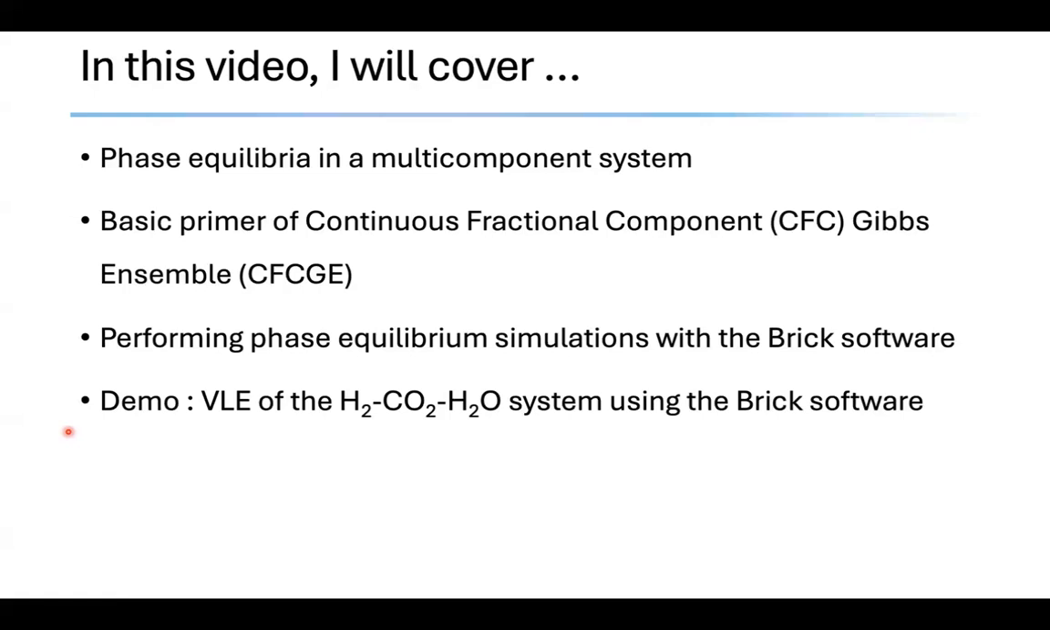We pick an example of hydrogen and carbon dioxide and water and perform a simulation using the BRIC software and calculate the vapor liquid equilibria for this particular state point. I have not mentioned it here, but once again, we pick the state point corresponding to 50 megapascal and 323.15 Kelvin.